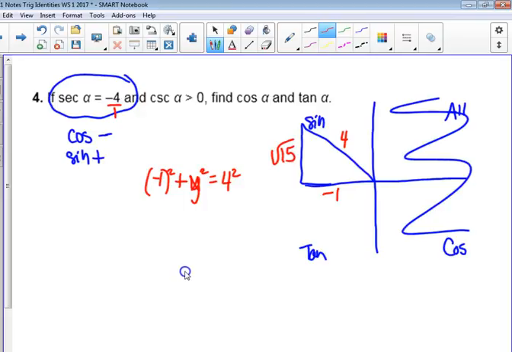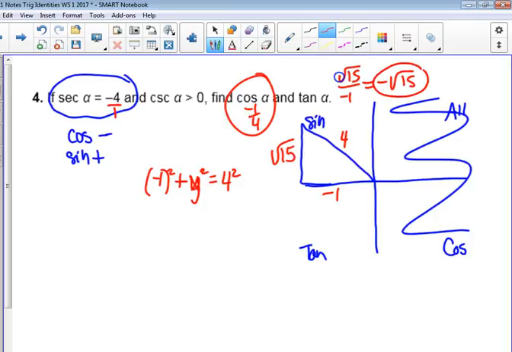Okay. Now we need cosine. Actually, we already found cosine, right? Because it was just the reciprocal of that. So that part we wouldn't have even needed to draw a picture for. But tangent, what was tangent? Square root of 15 over negative 1 or negative square root of 15. Everybody okay? Everybody following, or let me go back over something? Okay.